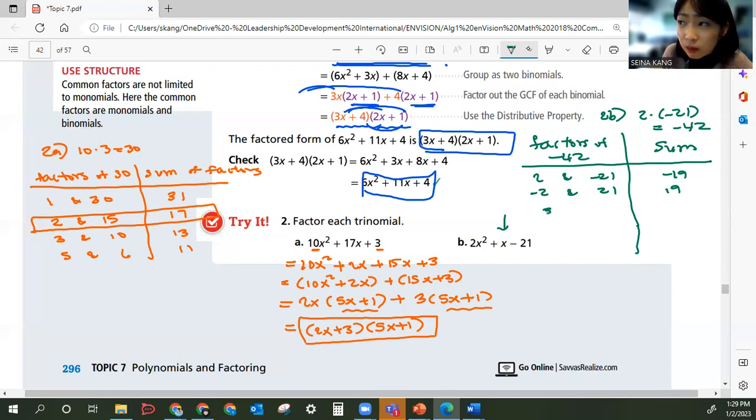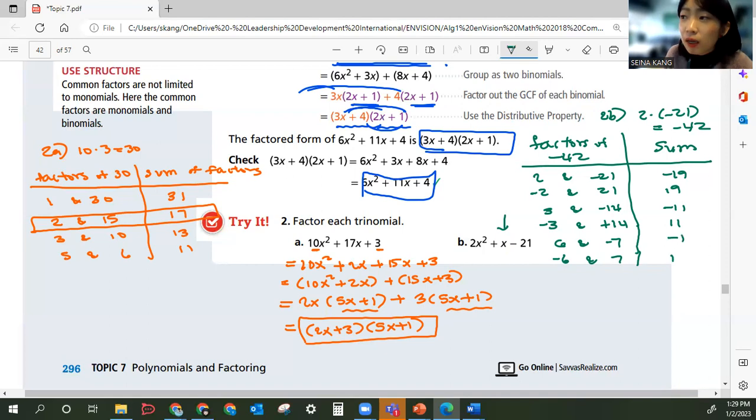So let's look at positive 3 times negative 14, which also makes negative 42, but the sum is going to be negative 11. Negative 3 and positive 14 is going to make positive 11. So let's look at the next one, 6 and negative 7, negative 6 and positive 7. 6 times negative 7 is negative 42. Negative 6 times 7 is negative 42. Their sum would be negative 1 and 1.